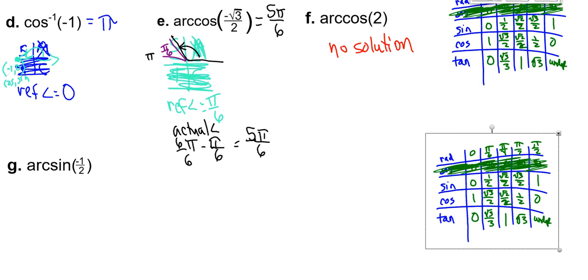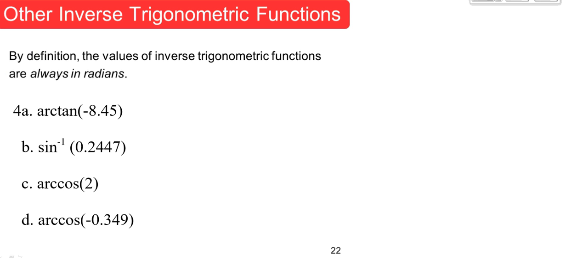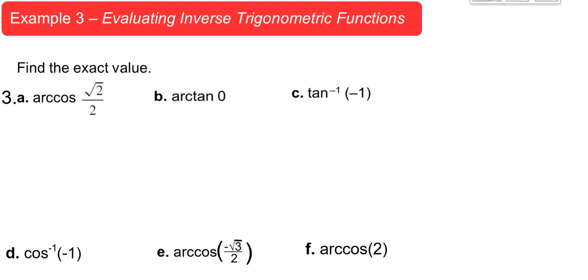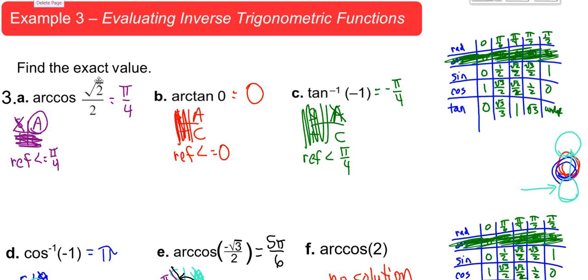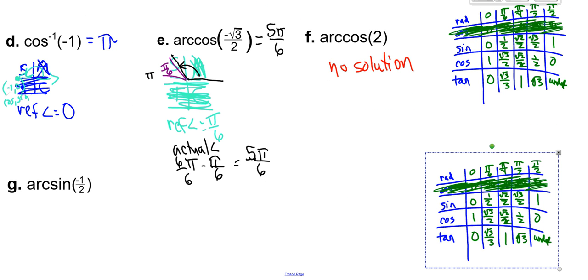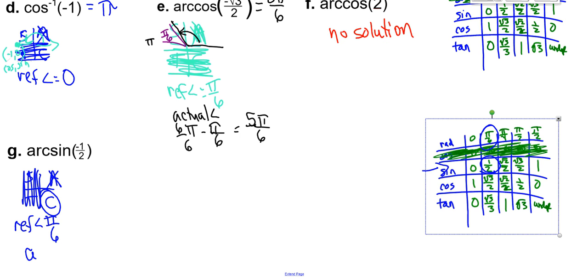So let's see how you did on this one. For this one, we're using the first and fourth quadrants, and our reference angle is pi over 6. And since it's -1/2, we're going to be in that fourth quadrant. And so the reference angle is pi over 6. The actual angle is -pi over 6. Hopefully you did well on that.